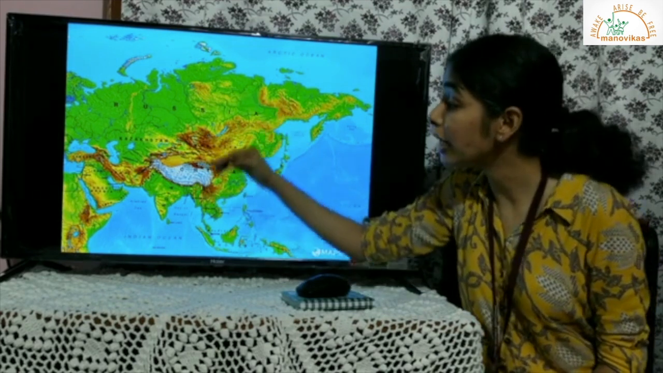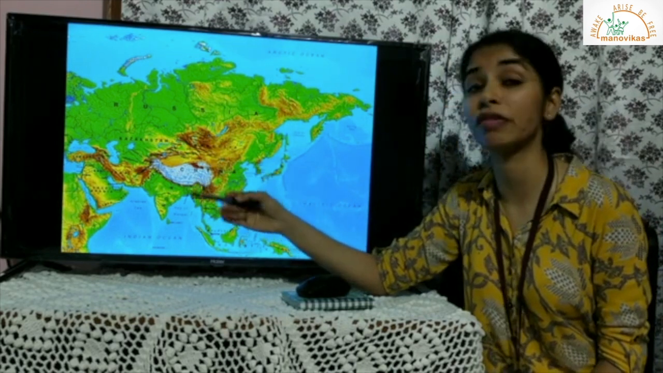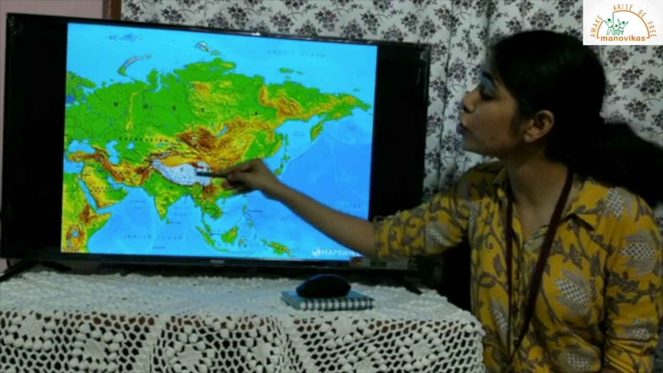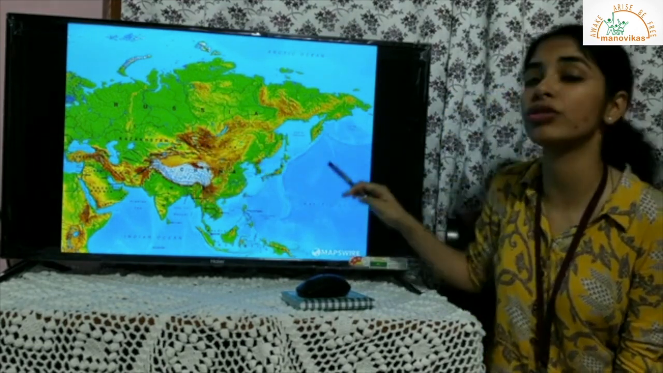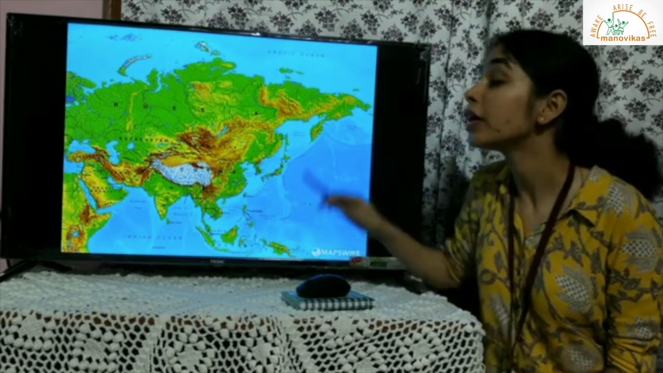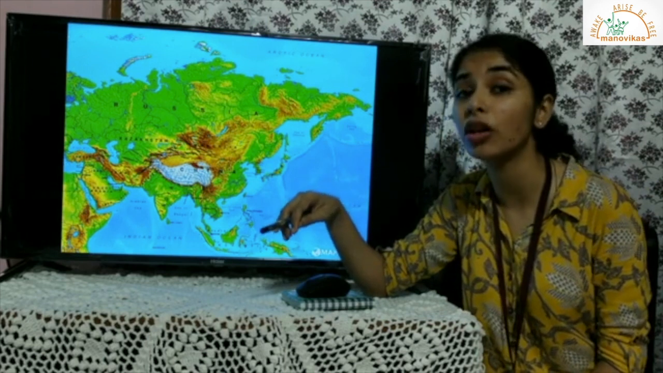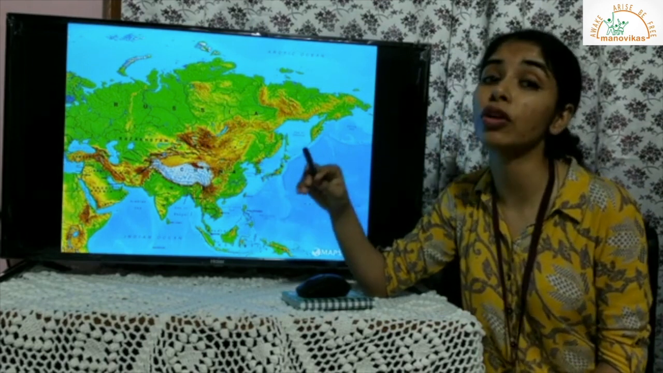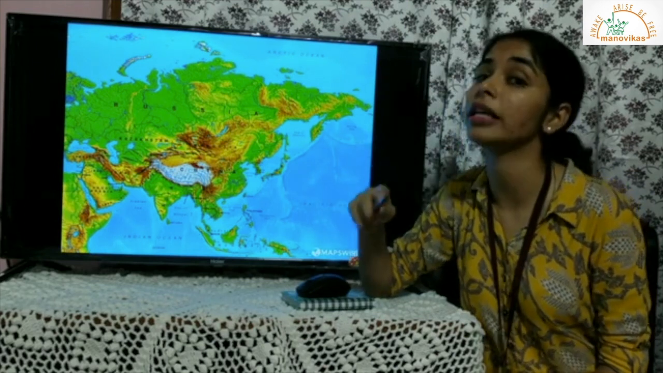Then, the Chinese civilization has grown and flourished across the Wanhe, Sikiang and Yangtze rivers, which all originate in the central portion and flow into the Pacific Ocean. River Yangtze, which is about 6,300 kilometers long, is the longest river of Asia.